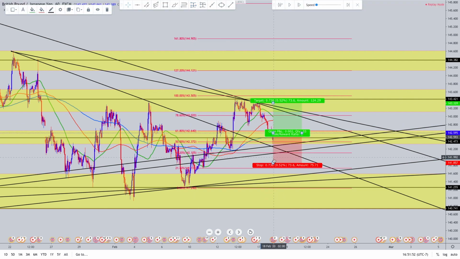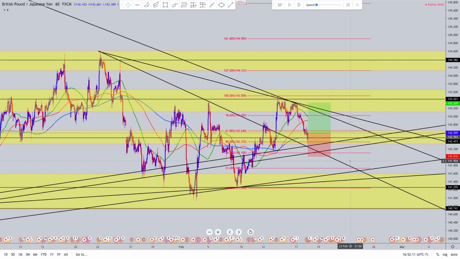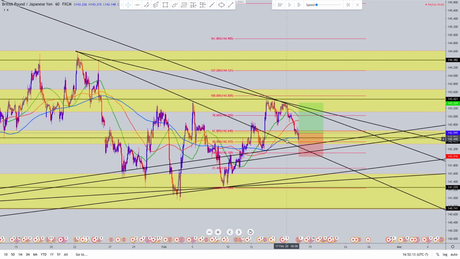So let's say we enter right there. Stop wise, I would place it just under the 38.2 and this low, because I would say if it breaks this low here, it's most likely going to head lower. So like a 50-60 pip stop, not bad. Also, a little thing of confluence, the 200 on the 1 hour is also supporting it.